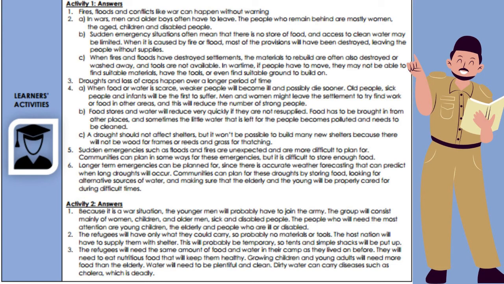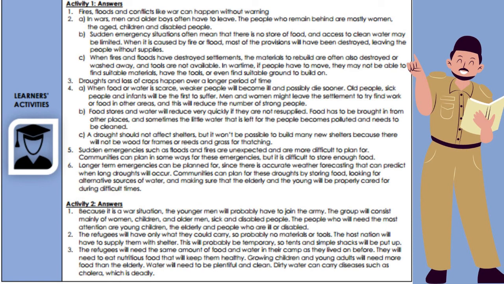2. The refugees will have only what they could carry, so probably no materials or tools. The host nation will have to supply them with shelter. This will probably be temporary, so tents and simple shacks will be put up.